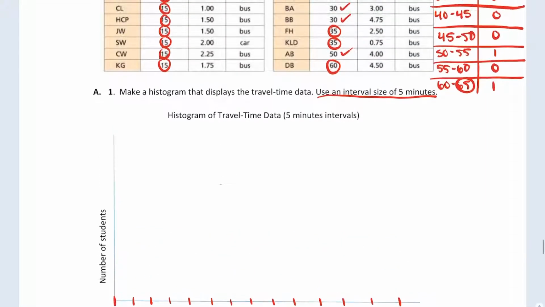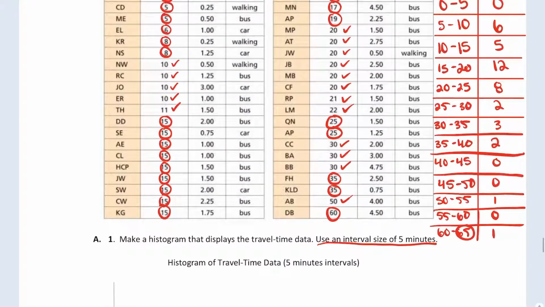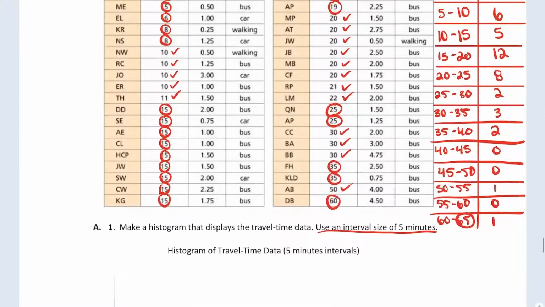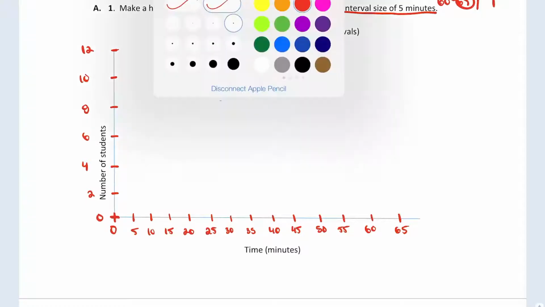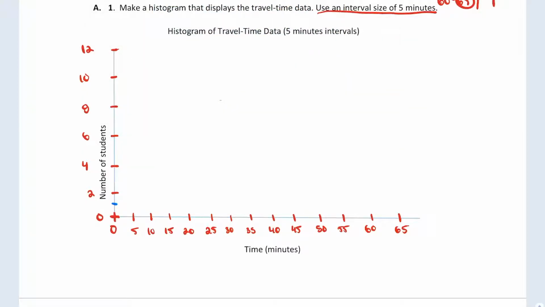So what is the most number of students we had? Well, I see a 12 in my frequency chart. So I'm just gonna label all the way up to 12. So I actually think it might be beneficial to go up by 2s. So that's 2, 4, 6, 8, 10, and then at the very top, 12. There we go. And if it helps you, you might want to put tick marks in between so you can find your odd numbers. Just like that.